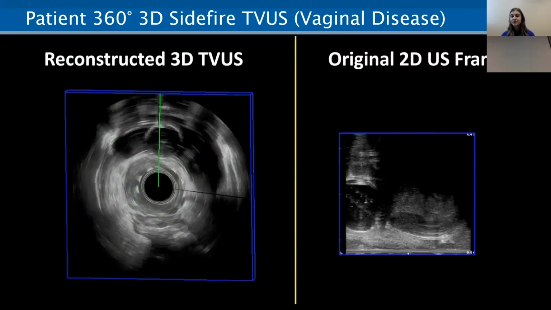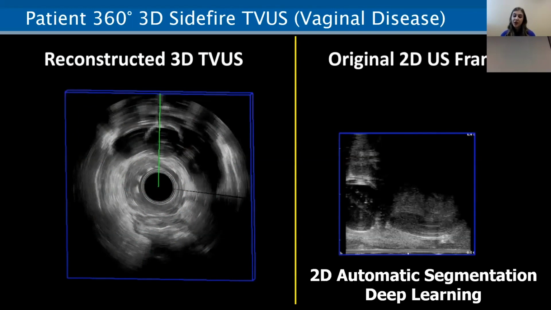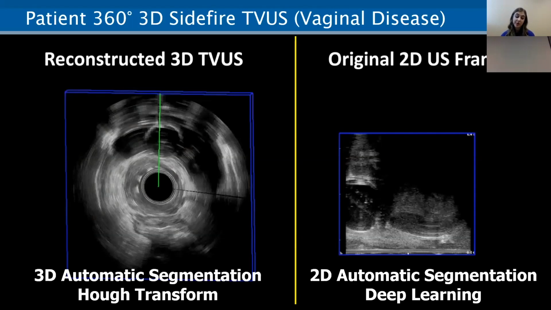And so using our 2D ultrasound frames to mimic sort of a live clinical scenario, we implemented a 2D automatic segmentation method leveraging a deep learning technique. And we also performed a 3D automatic segmentation on the 3D images using a randomized Hough transform to simultaneously segment multiple needles for a sort of bigger picture view in the broader context of the implant.